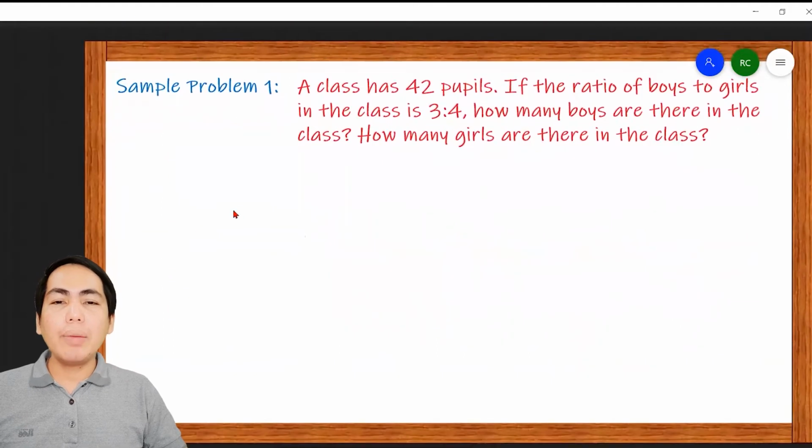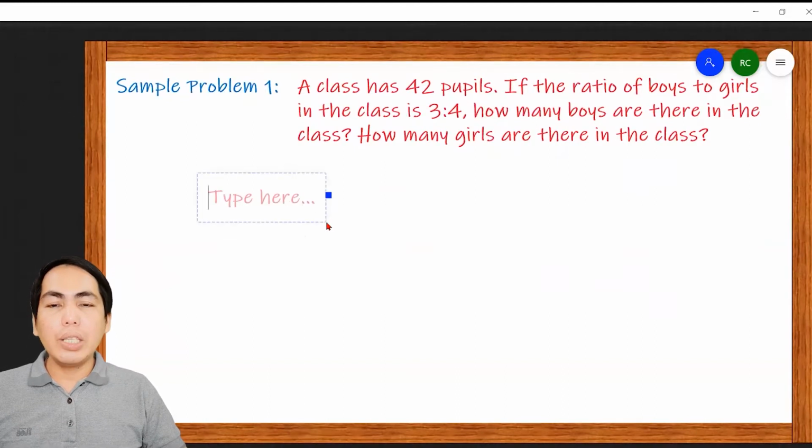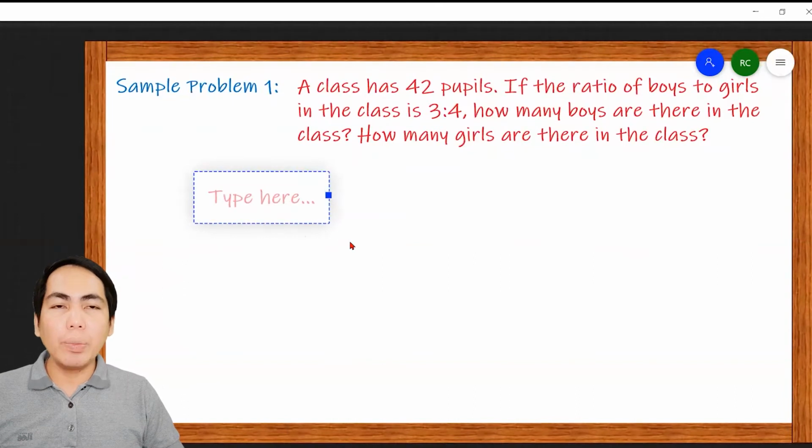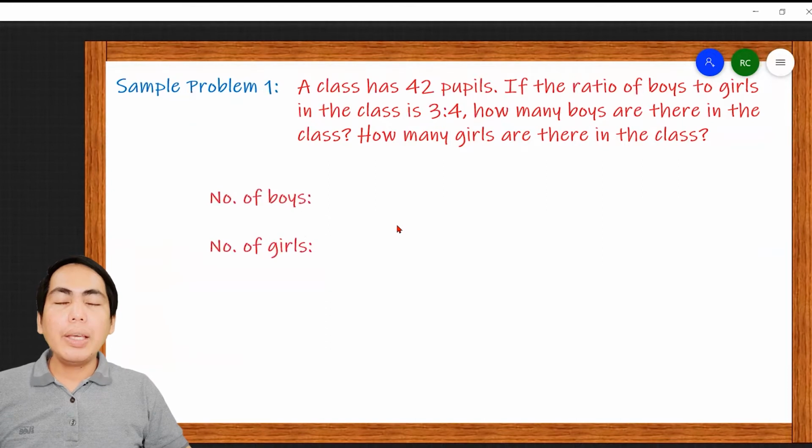We have here sample problem 1. A class has 42 pupils. If the ratio of boys to girls in the class is 3:4, how many boys are there in the class and how many girls are there in the class? So first is for us to show the ratio of the number of boys to the number of girls in the class. Based on the problem, it is said that for every 3 boys, there are 4 girls.